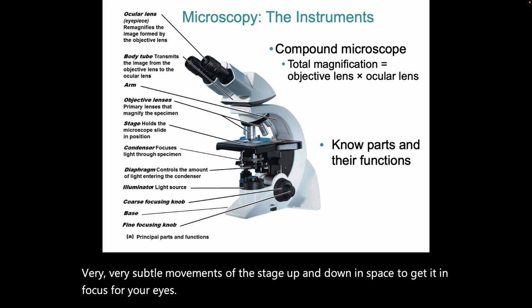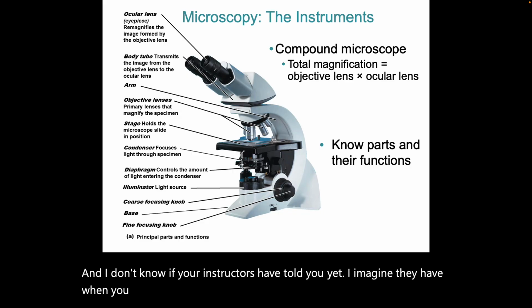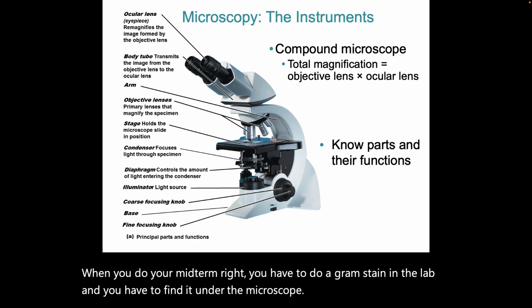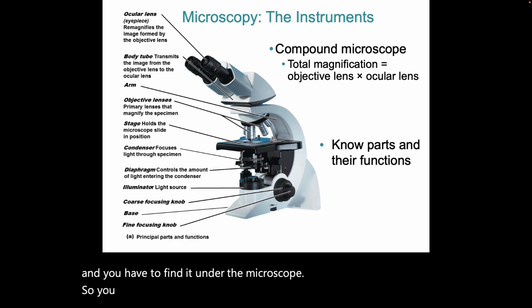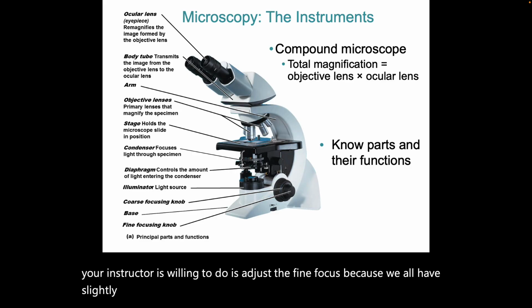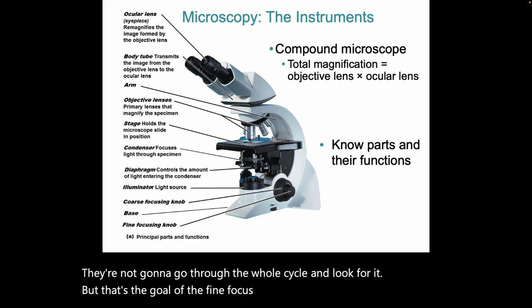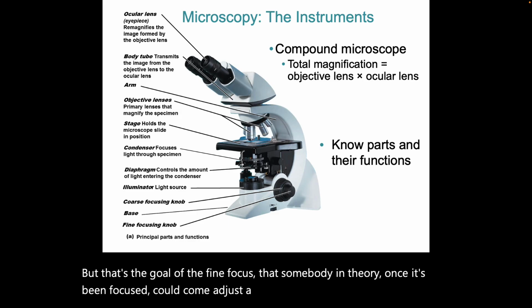And I don't know if your instructors have told you yet, I imagine they have. When you do your midterm, you have to do a gram stain in the lab, and you have to find it under the microscope. So you do your stain, you find it under the microscope, and the only thing your instructor is willing to do is adjust the fine focus, because we all have slightly different eyes. They're not going to go through the whole cycle and look for it. But that's the goal of the fine focus, that somebody, in theory, once it's been focused, could come, adjust a little bit, and see it.